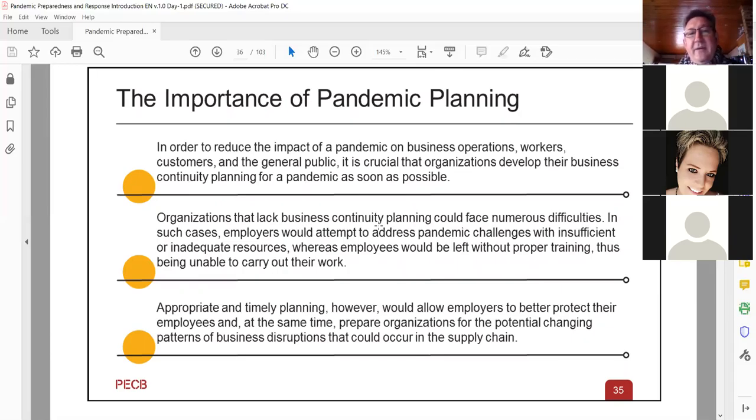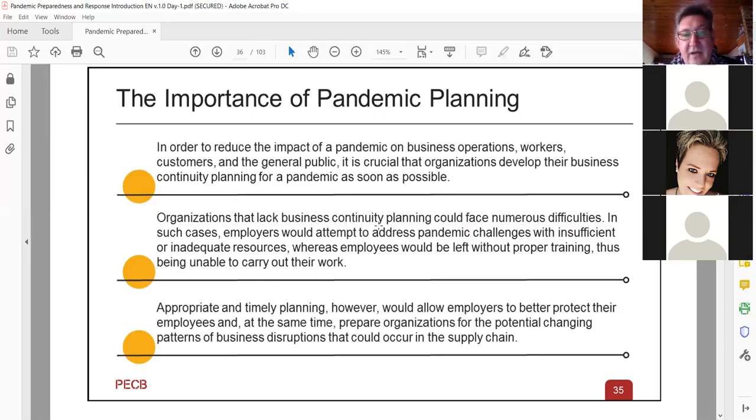The importance of pandemic planning. In order to reduce the impact of a pandemic on business operations, workers, customers, and the general public, it is crucial that organizations develop business continuity planning for a pandemic as soon as possible. Now, this is for us an opportunity. If I'm looking at our structure, we need to be doing that. Just make the note for us, Ian, will you? A business continuity planning for a pandemic.